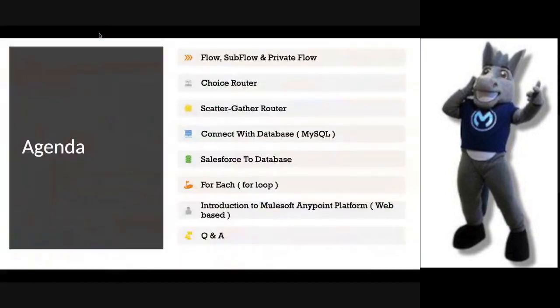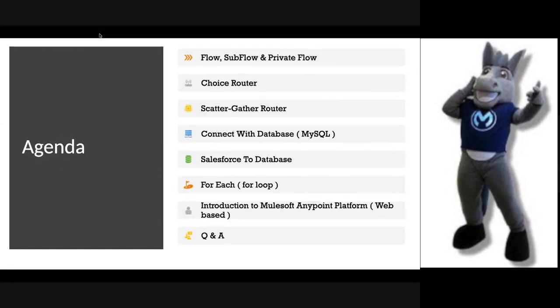We are going to learn about what flow, subflow, and private flow are, what is the significance of these, and how to use them effectively in order to build a stable application in Mulesoft. Then we will talk about what the choice router is, what the scatter-gather router is, and how to connect with a database.